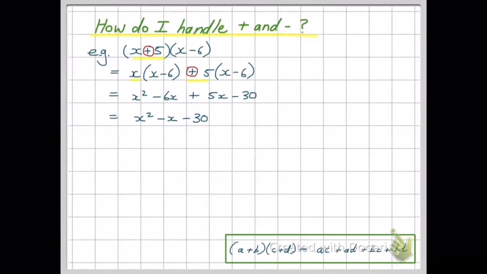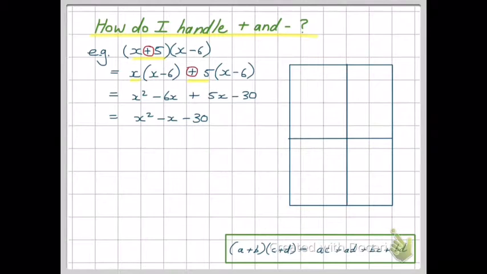A second way is to look at it visually by using a grid. Now it doesn't matter exactly how big I make those rectangles or quadrants, it's just to illustrate. So along the top I write x and plus 5, or a positive 5. And on the other side I write x and a minus 6. So I can think of this binomial in 4 quadrants.